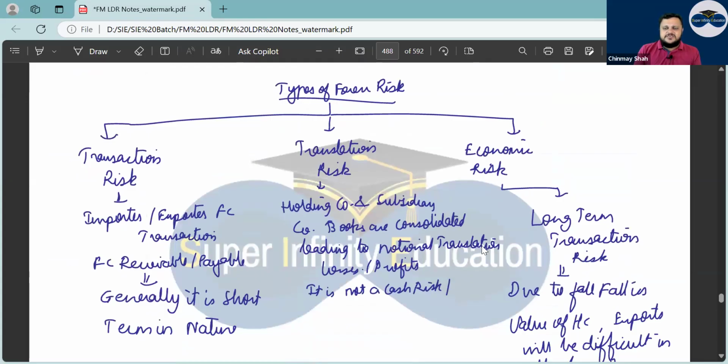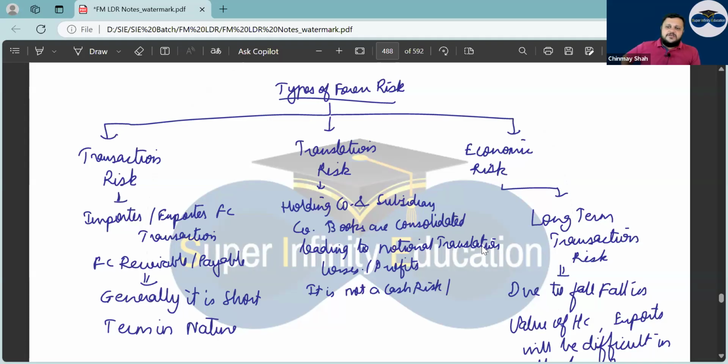Types of forex risk: transaction risk. Obviously, transaction risk relates to the importer, exporter transaction. Generally, it is short term in nature, correct? Translation risk is when holding company and subsidiary company books are consolidated, leading to notional translation losses. If you remember, line by line item, when you translate with the rate, you have the opening rate, closing rate, and average rate, correct? It is not a cash risk at all.